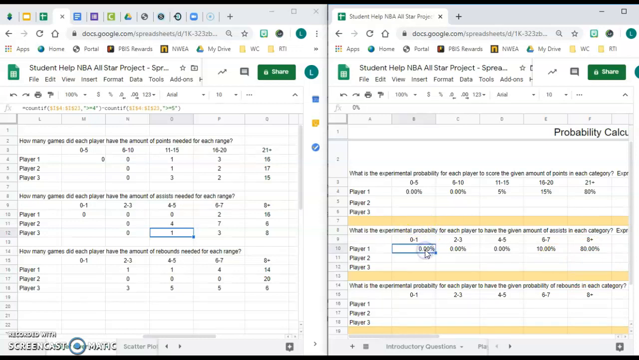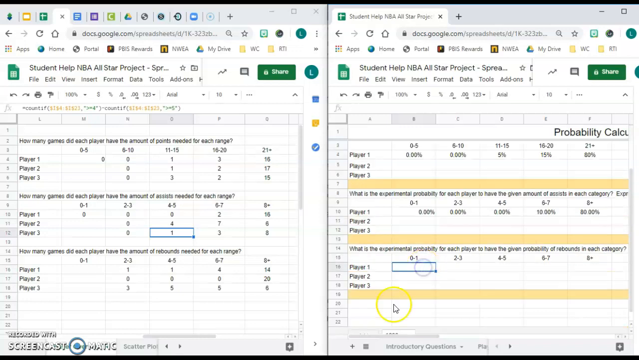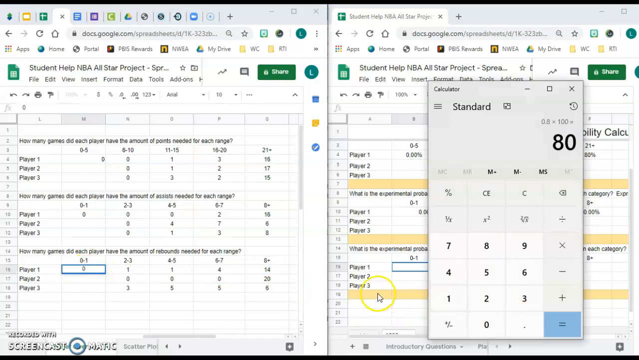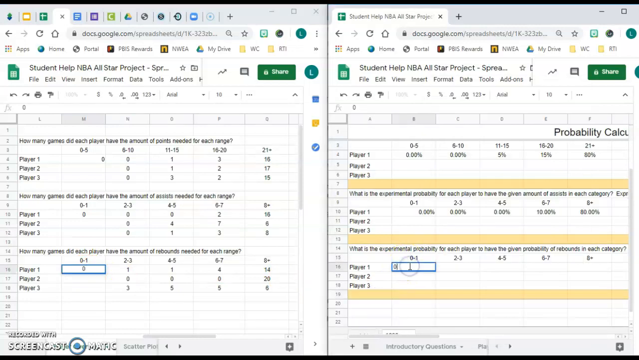You also could have just done 0 and then put the percentage sign, and that is also completely okay. So whatever works best for you, just make sure that you have those percents. So then we're going to go down to player 1 again, and I believe this was also 0. And so again, anytime you see a 0, you can just plug in a 0%.